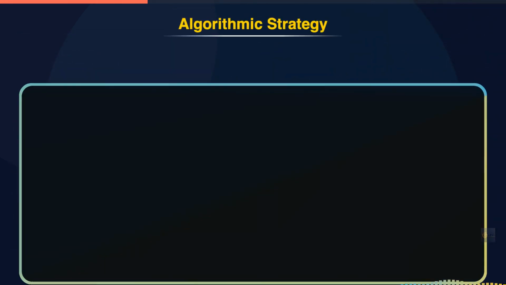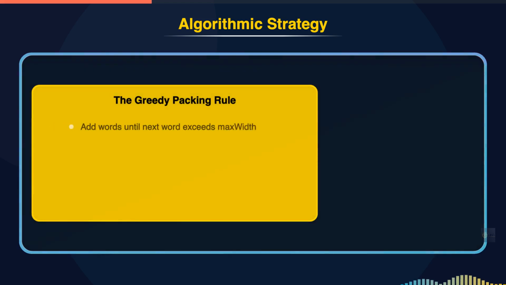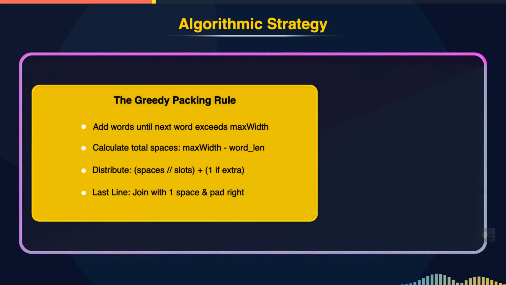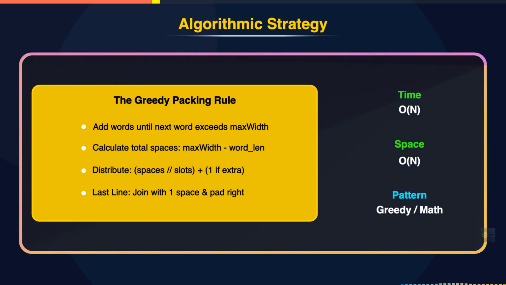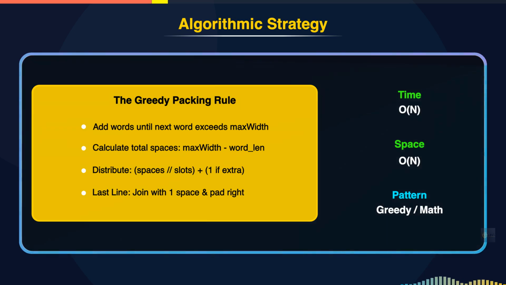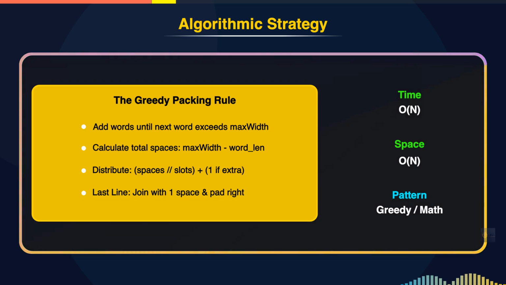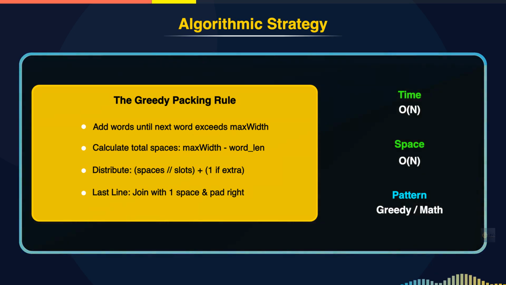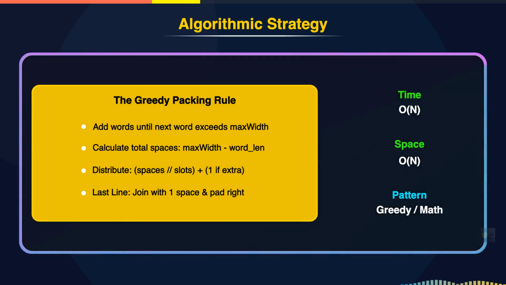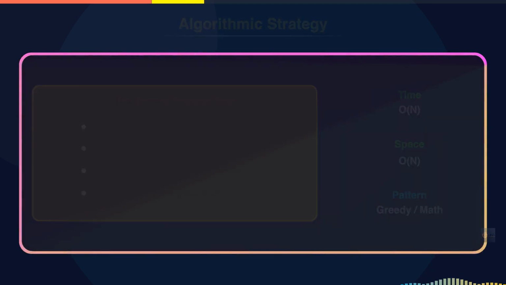Now, let us look at the algorithmic strategy. We use a greedy approach. We keep a current line list. We add words one by one, adding their length plus one space for each gap. If adding the next word makes the line longer than the max width, we stop and justify the current line. For the math, we find the total empty space by subtracting word lengths from the max width. Then, we distribute those spaces using the modulo operator. This ensures the left slots get one extra space whenever the division has a remainder. Let us dive into a crystal clear dry run.